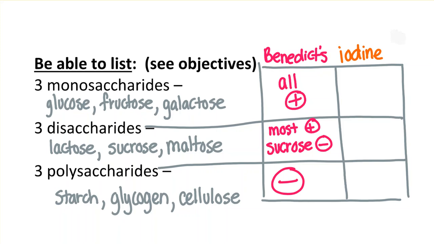On the iodine test, just remember that iodine is a test for starch. So starch is positive. We're not going to use it for glycogen. It is positive, but it gives a different color, and that's not important to us. Cellulose actually does not react with it. Just know that it's positive for starch. It's a test for starch, so it's negative for these.